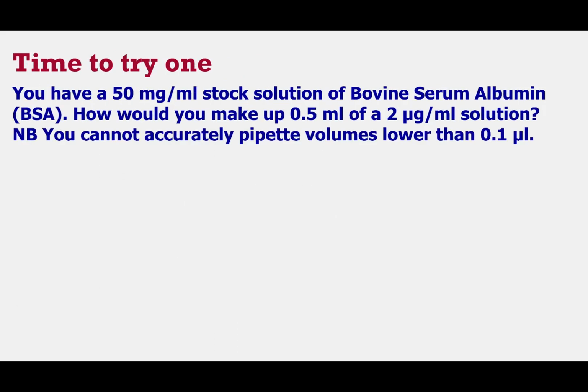Okay, so that was a worked example. Let's try one. We're starting this time from a stronger solution to begin with, but it's the same principle. You have 50 milligrams per millilitre of a stock solution of bovine serum albumin, BSA. How would you make up 0.5 mls of a 2 microgram per ml solution? And note that you cannot accurately pipette volumes lower than 0.1 microlitres. It's worth noting that you really wouldn't want to push it to that level anyway. You try to have a slightly larger volume than that, but certainly you can't go below 0.1 microlitre.